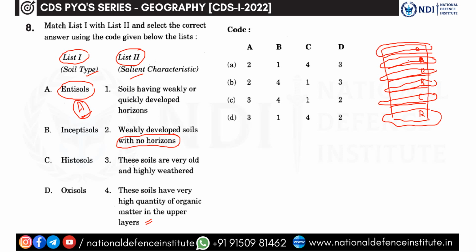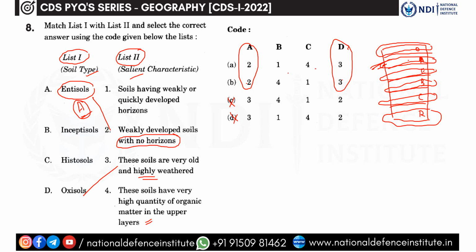So what I told you is that entisols are the ones having only the A horizon, not all the horizons are present. So A is 2. When A is 2, with these two options, C and D are eliminated, and option D is automatically matched. Oxisols are soils that are very old and highly weathered, which is the third one. So we have to gamble between 1 and 4.